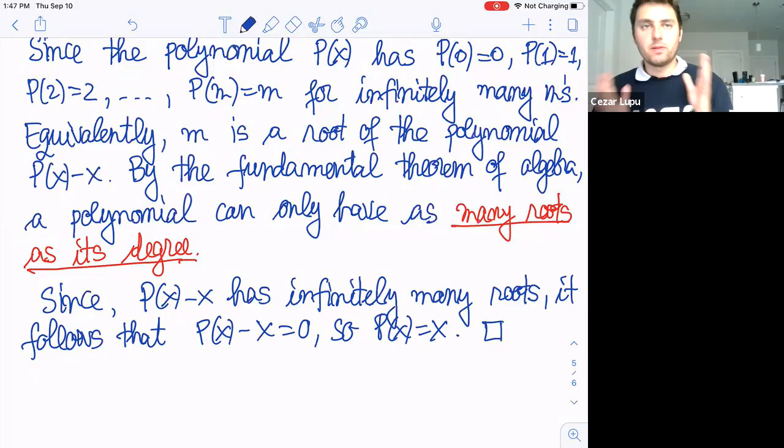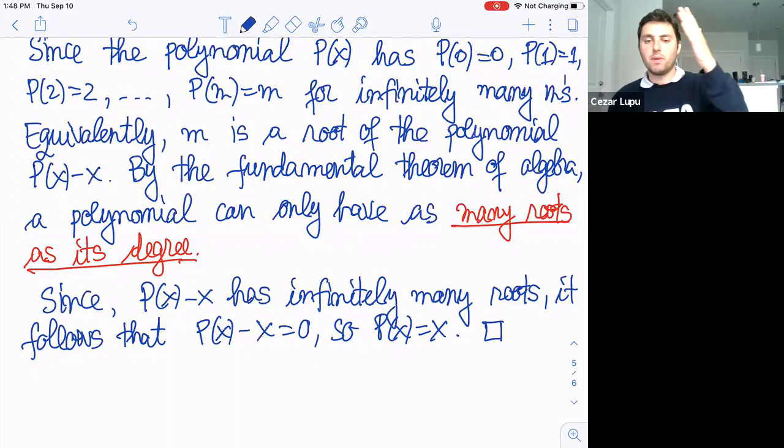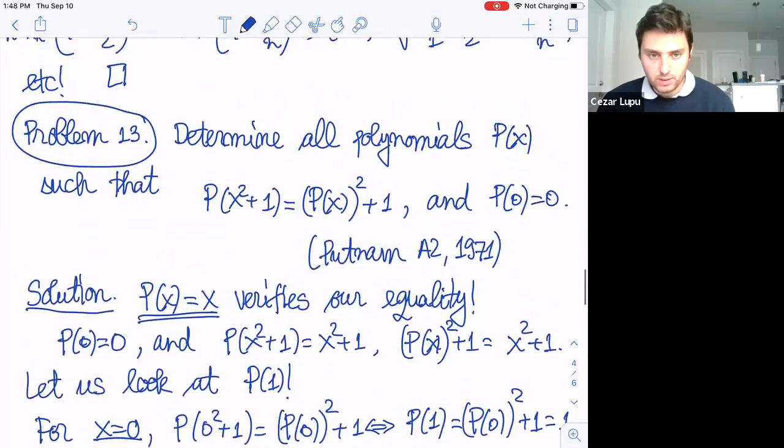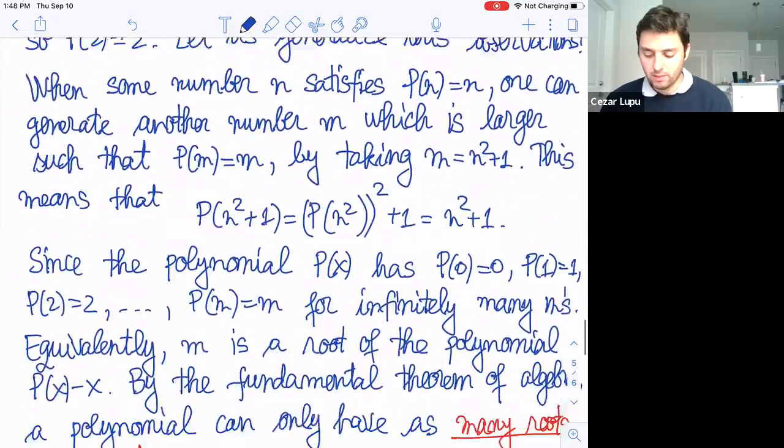So the moral of the problem is the following. If the polynomial is null for n plus 1 values, then it's the null polynomial, because the degree is at most n. So the only escape here is the null polynomial. That's the pigeonhole principle. But here we have infinitely many roots, so it follows immediately that P of x minus x is 0. Well, it was a little bit tricky, but if you know this, it's pretty straightforward.